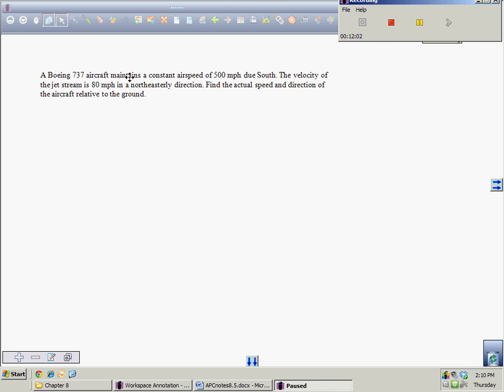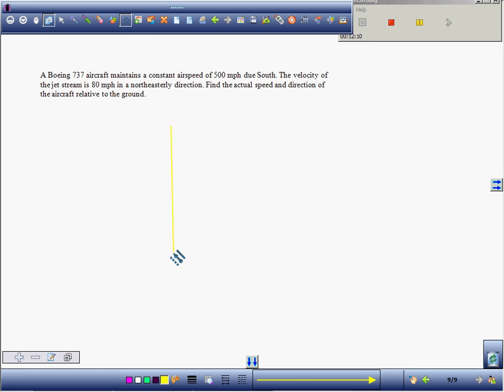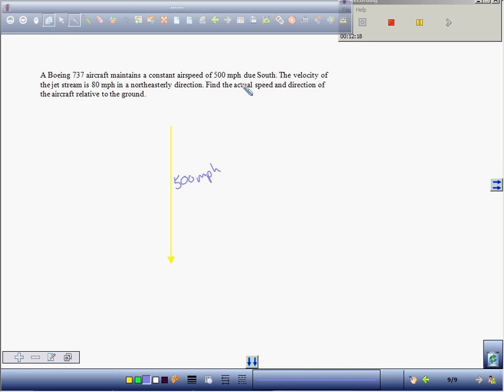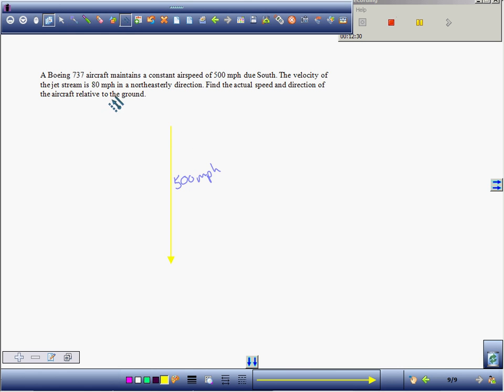So a Boeing 737 maintains a constant airspeed of 500 miles per hour due south. So here is the Boeing 737 going straight down that way, and he is going 500 mph. Okay, 500 miles per hour due south. The velocity of the jet stream is 80 miles per hour, and he's going northeast. So if they say northeast, assume that the angle it's making with the horizontal is 45 degrees.